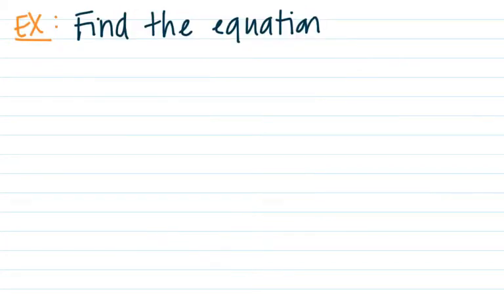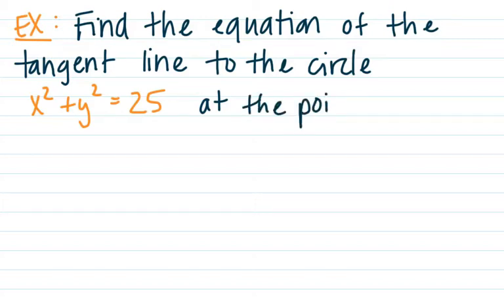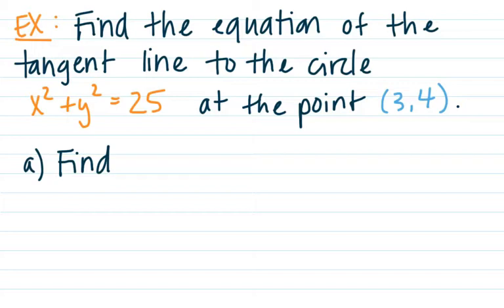So let's find the equation of the tangent line to the circle x squared plus y squared equals 25 at the point 3, 4. Okay, so our steps here are similar to previous derivatives and tangent line problems. The first thing we have to do is find that slope, that instantaneous slope, which means we have to find dy/dx.